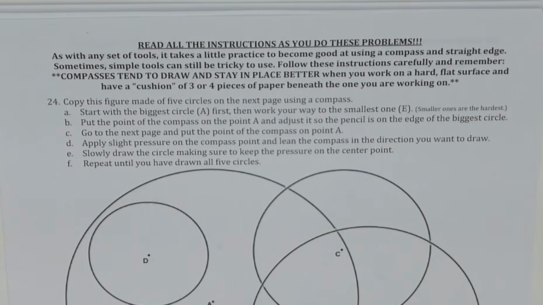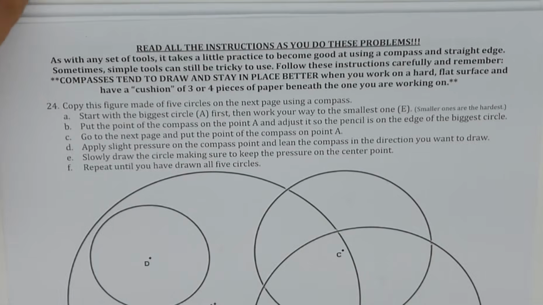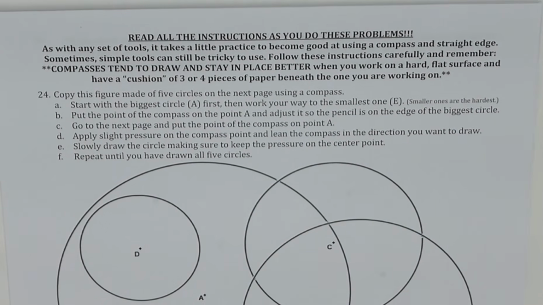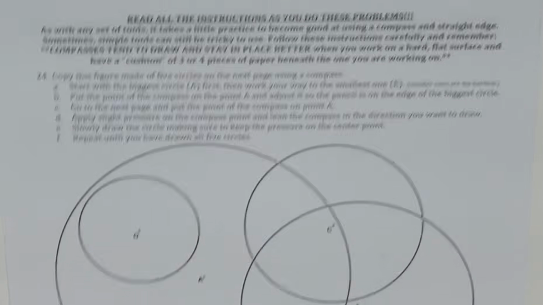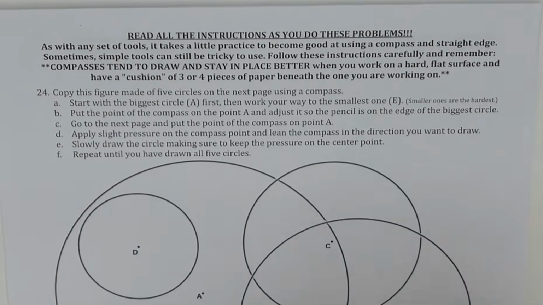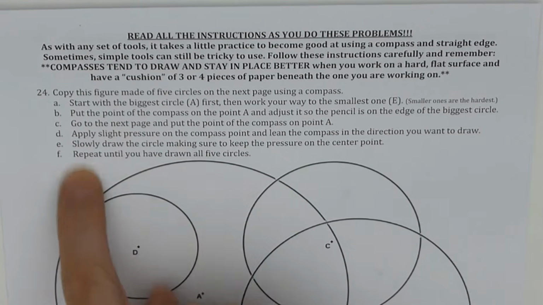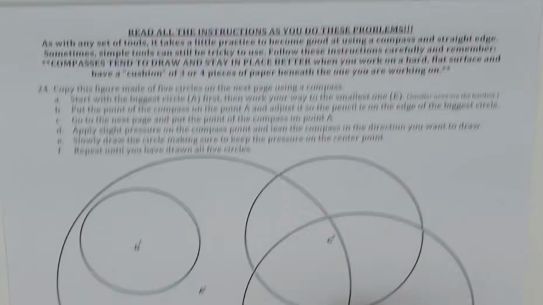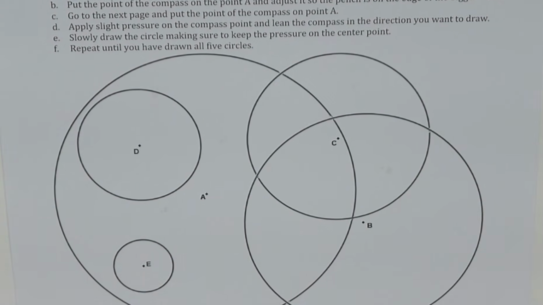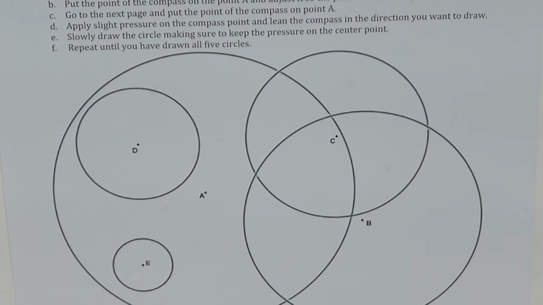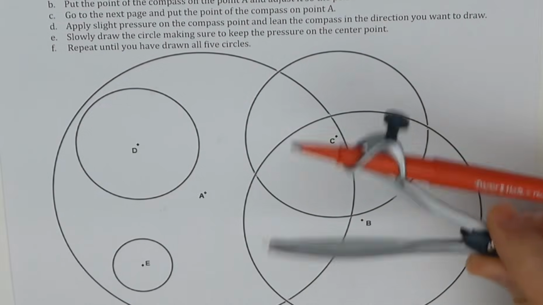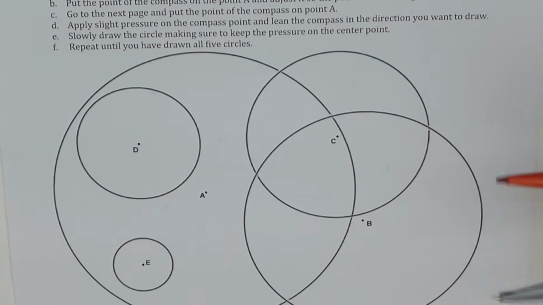So this is the second page, and it's got problem number 24 on it. I know you can't see this whole thing all at once, but we want to make sure that we read the instructions really carefully. Read each one right here, and basically what we want to do is make a copy of this on the next page. It says start with the big circle, circle A. So I'm going to grab my compass right here, the one with the marker in it.